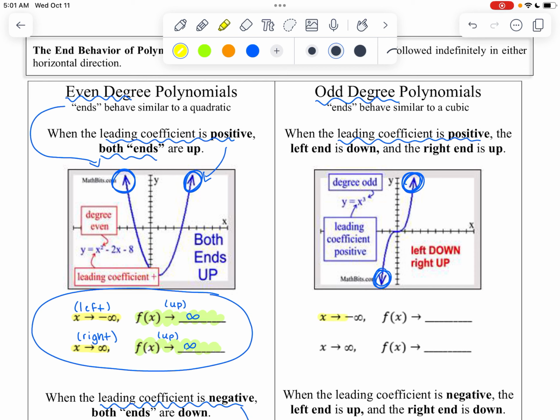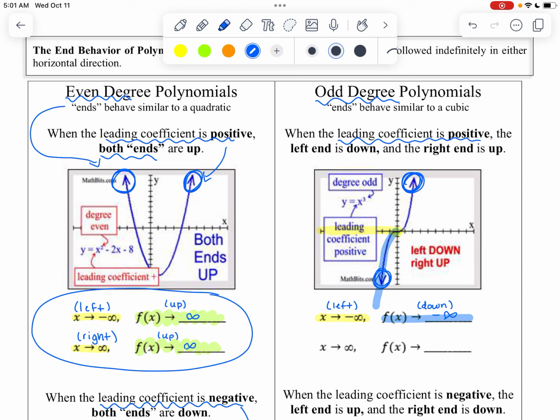So as we look to the left on this graph, what's my function doing? My function's going down. So how do I describe that? F of x is going towards negative infinity as x approaches negative infinity. They're both getting more and more negative, smaller and smaller x as you look left, smaller and smaller y's because the function is going down.